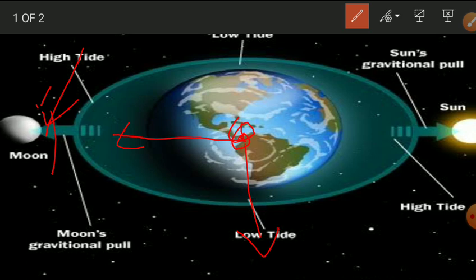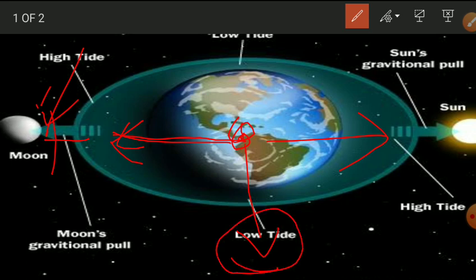Understood? It is an interrelation. Because the water moves from this side to this side, and from this side to this side, obviously on this side we will have less water and the water level falls, and this causes the low tide. So the areas which are in front of the moon and sun face high tide, and the areas which are at a different angle, this side and this side, will face low tides.